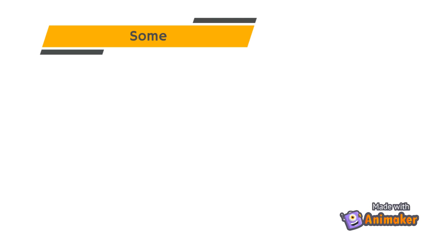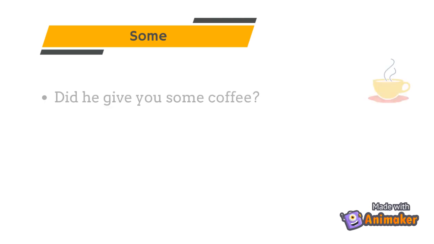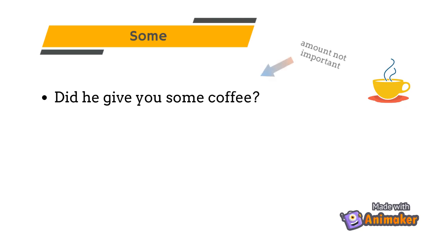Read and listen to these examples that use the word some. Did he give you some coffee? In this question sentence, we use some because the amount of coffee is not important. We just mean a small amount of coffee, perhaps 1 cup.